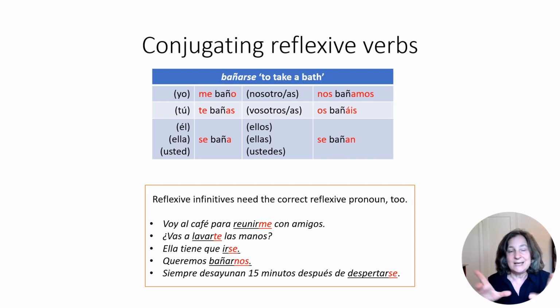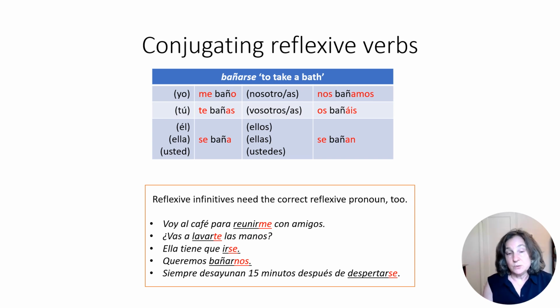You can see the same harmony when you use the infinitive form of a reflexive verb because they have to use the correct reflexive pronoun too. So I can say, voy al café para reunirme con amigos. So in the dictionary, you'll see the verb reunirse, which means to get yourself together with somebody. But I'm talking about me, you see the voy, and that's why I have to say para reunirme, in order to get myself together with friends.